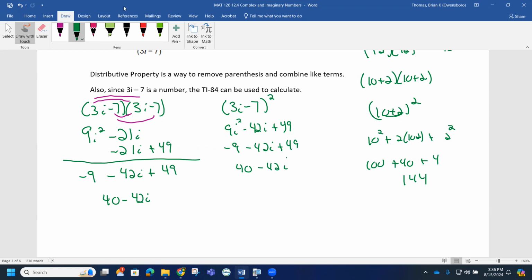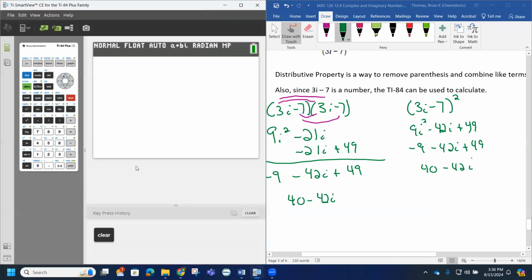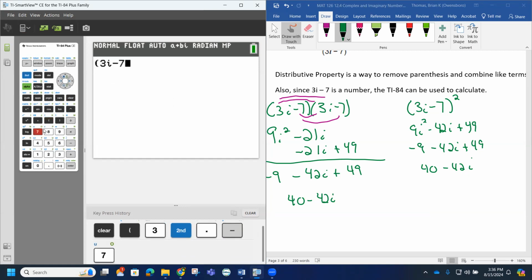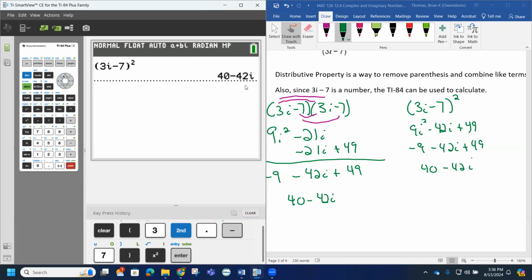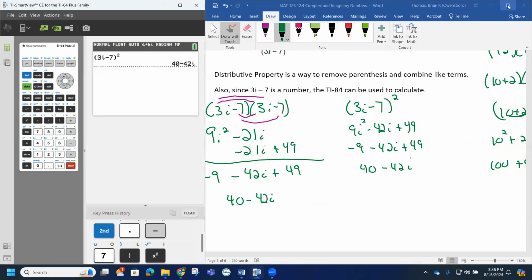And remember again also, your calculator does do complex numbers. So if you want to put in parentheses 3i minus 7, close parenthesis, and square it, as long as your calculator is in the correct mode, it'll calculate that out as 40 minus 42i. So you have several options there in doing that. So if you want to strengthen your algebra skills, then you would want to try to keep doing it with pencil and paper.